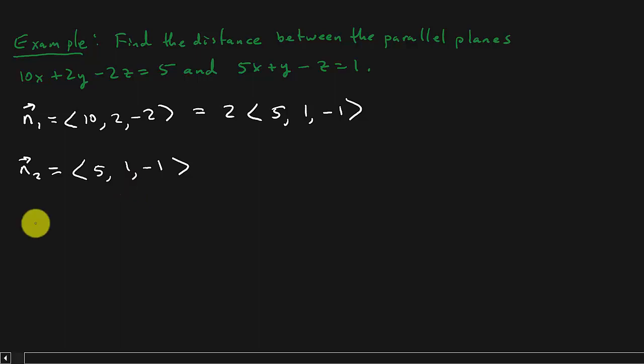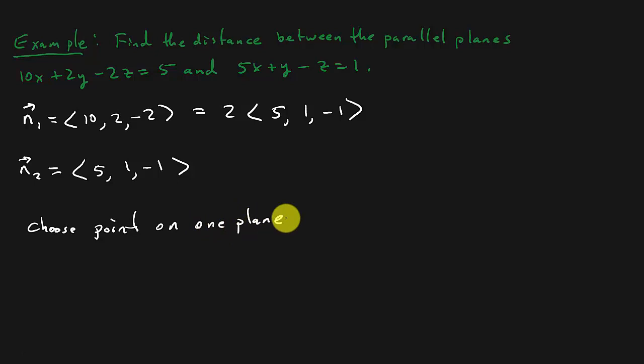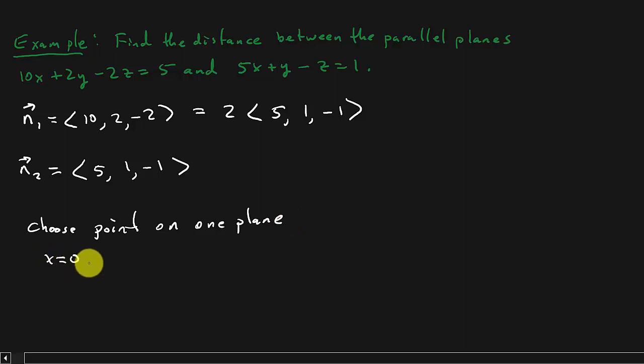So let's choose a point on one plane. So I guess what we'll do here is, let's choose x equals 0 and z equals 0, and let's put that in this plane.